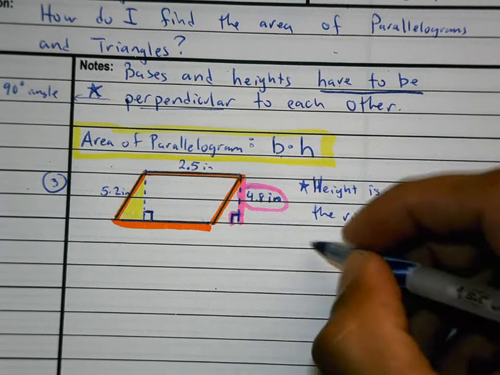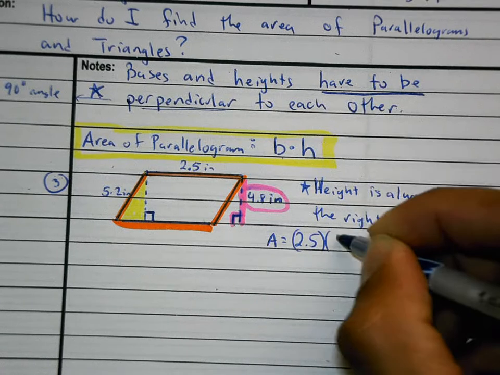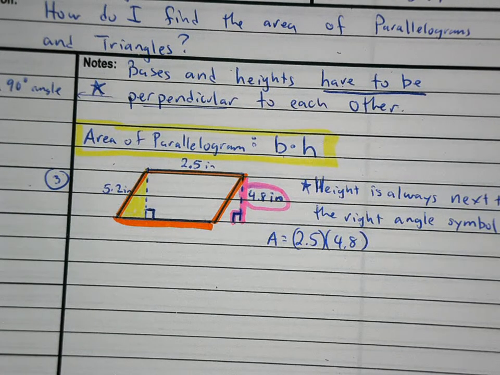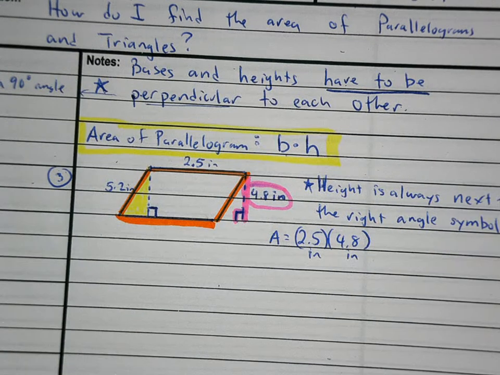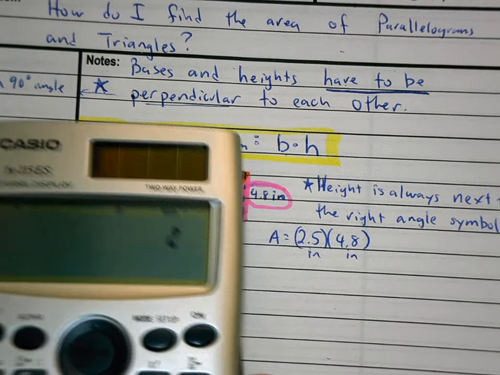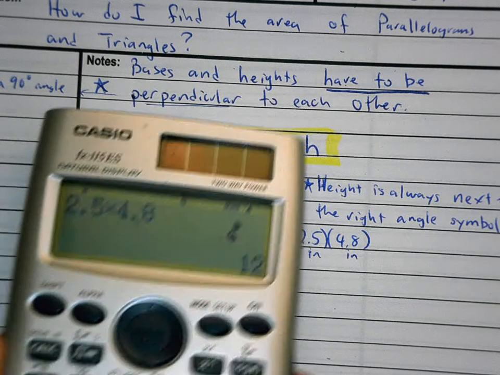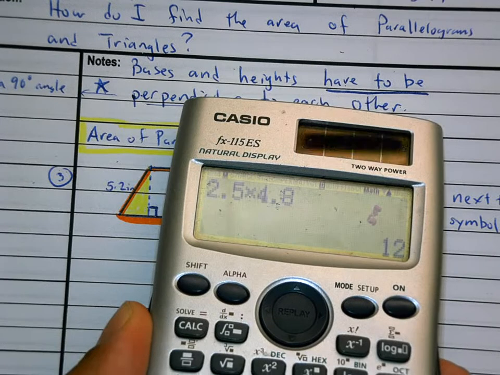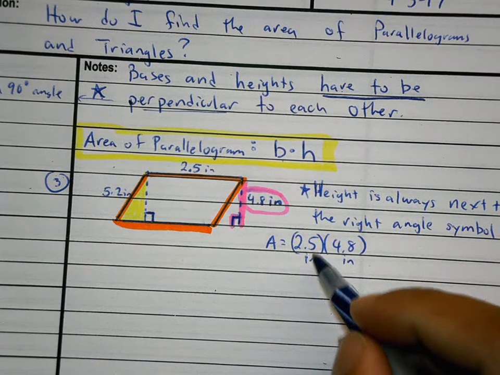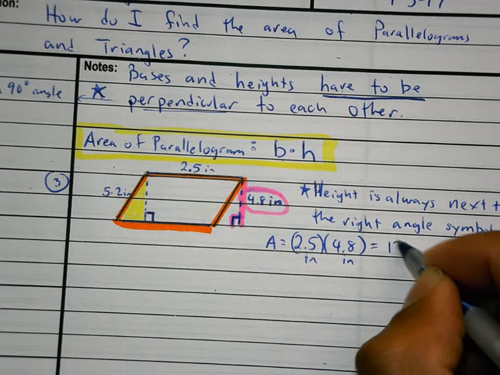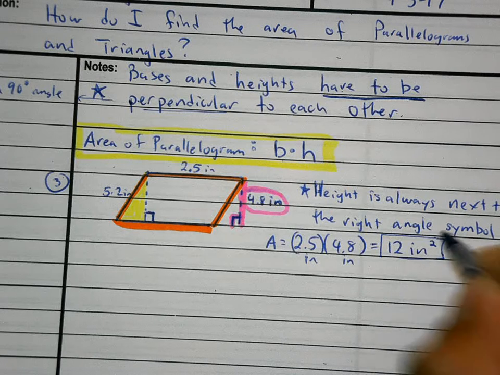So if I was to work out this problem, it would be A equals 2.5 times 4.8. And I don't expect you to do that in your head. I would expect you to do that on a calculator. So I'm going to get out my trusty calculator. 2.5 times 4.8. Let me put that where you can see it. 2.5 times 4.8 is 12. And this is inches times inches, which would be 12 inches squared. That's our area of number 3.